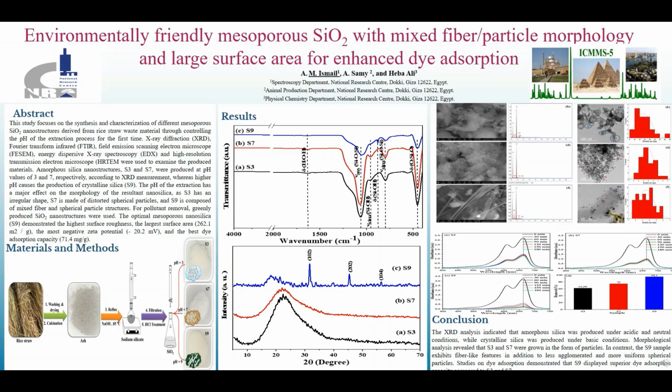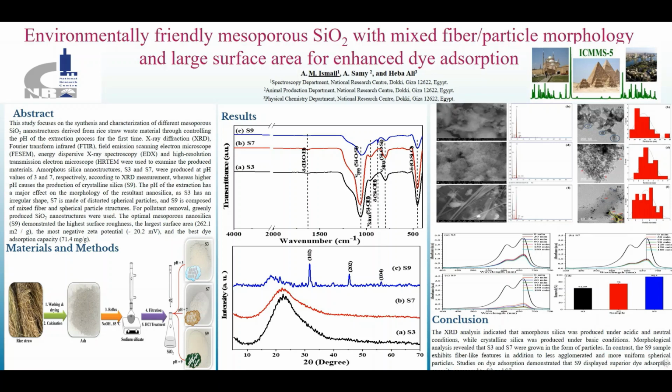Rice straw ash is considered a green, eco-friendly source of silicon oxide. This study focuses on the synthesis and characterization of different mesoporous silicon oxide nanostructures derived from rice straw waste material through controlling the pH of the extraction process. X-ray diffraction, Fourier transform infrared, field emission scanning electron microscopy, energy dispersive X-ray spectroscopy, and high resolution transmission electron microscopy were used to examine the produced materials.